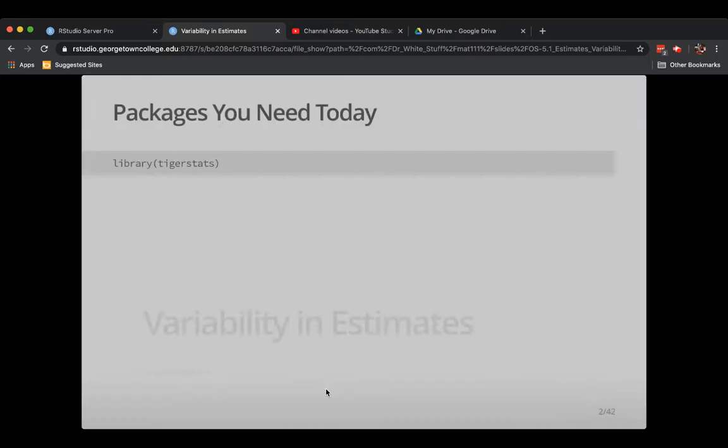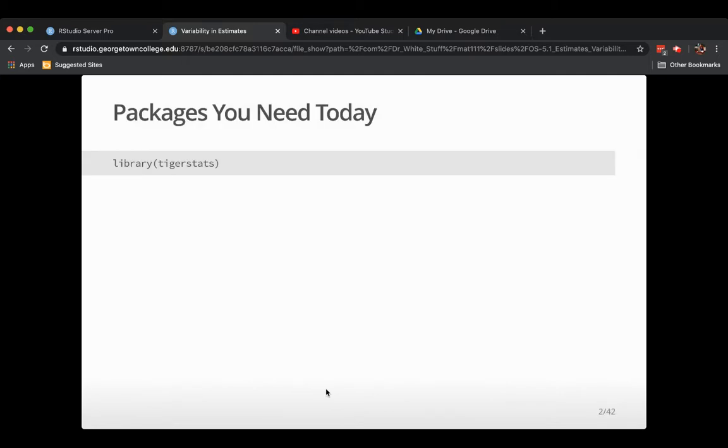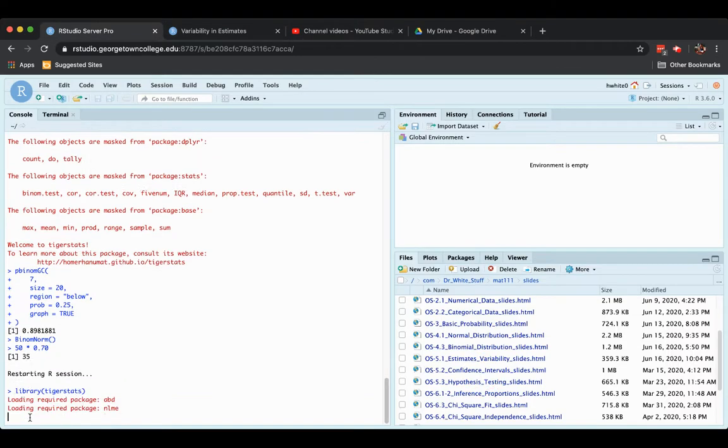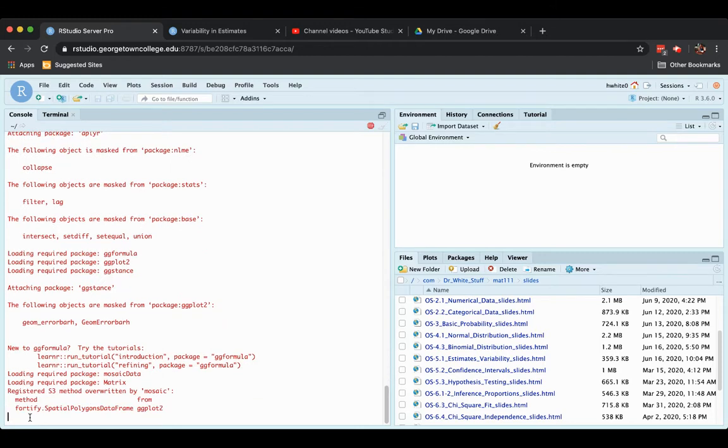Variability in estimates. Oh, well, we're going to need some packages today. library(tigerstats). We'll need the tigerstats package. I copy, I head to RStudio, I paste it in, and it attaches.